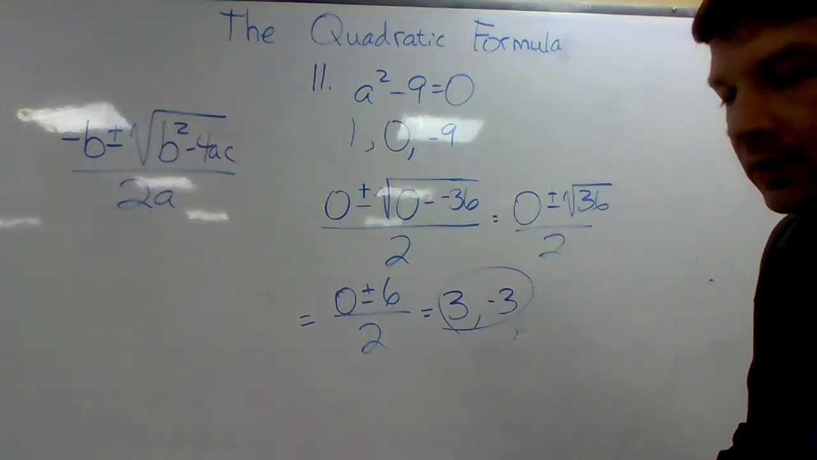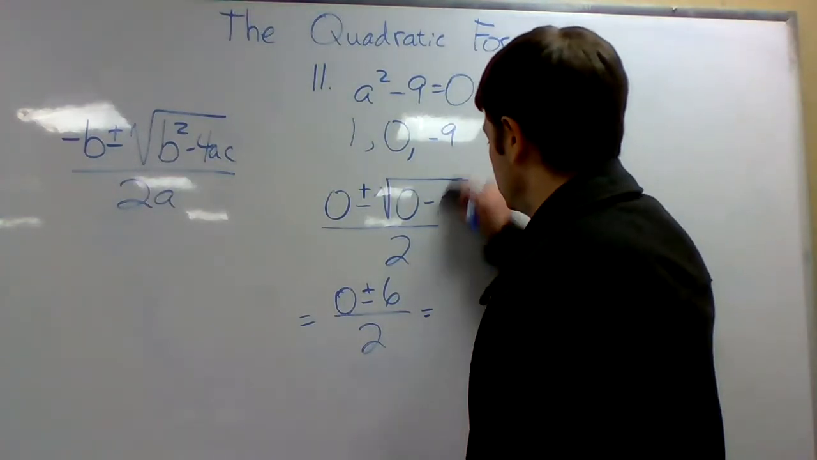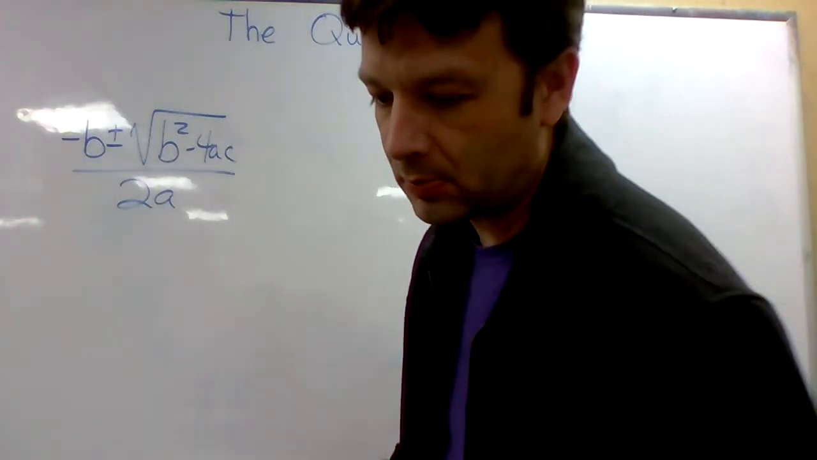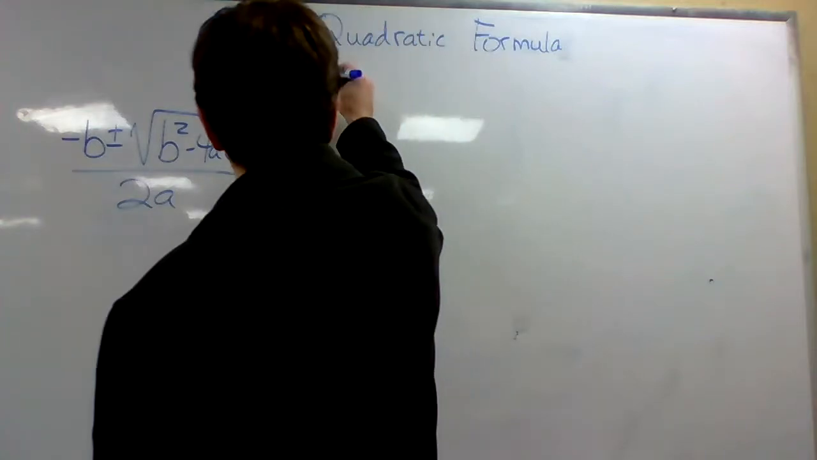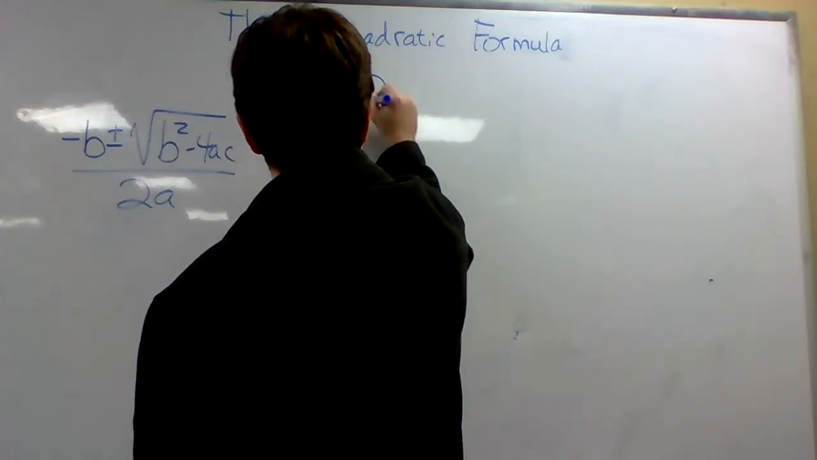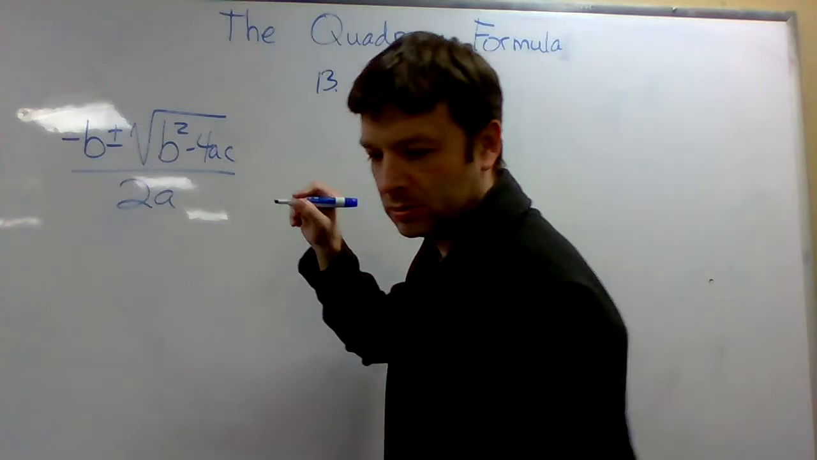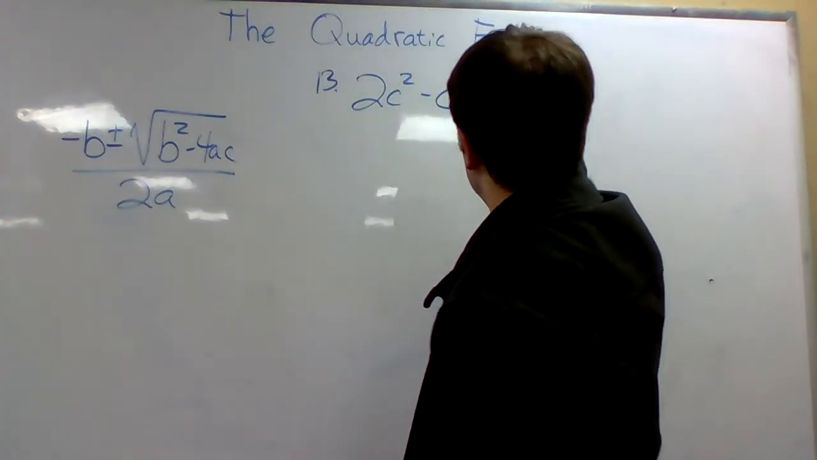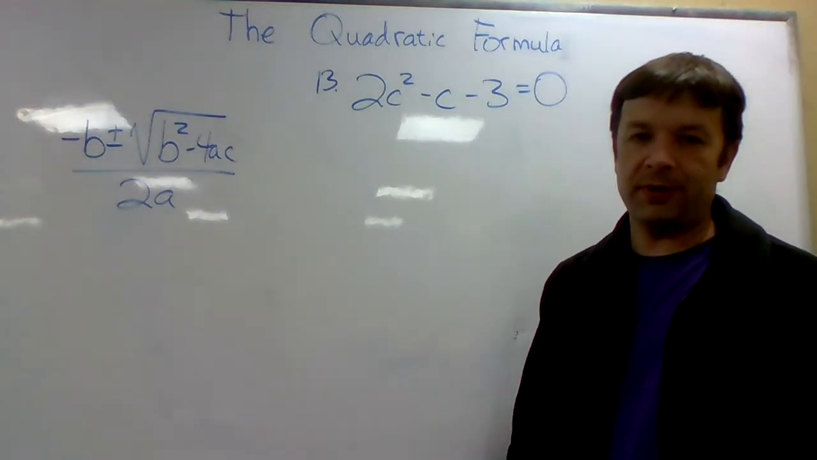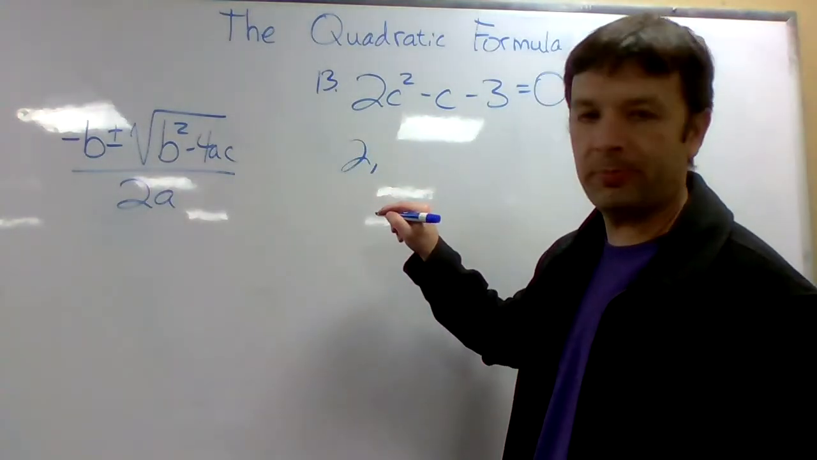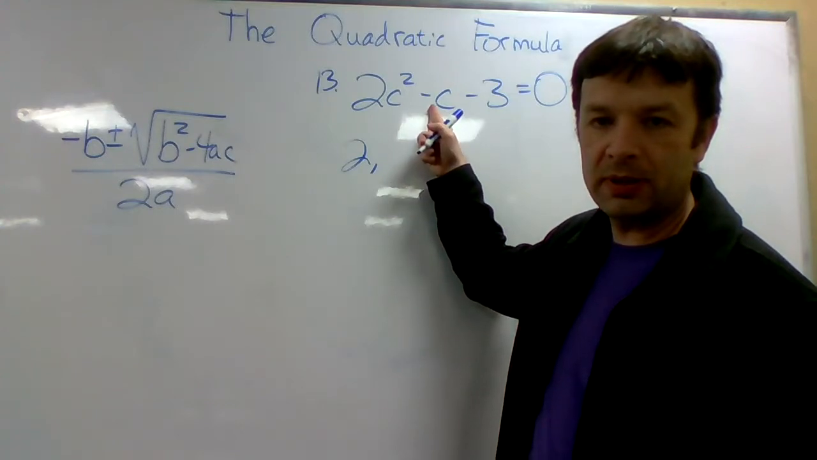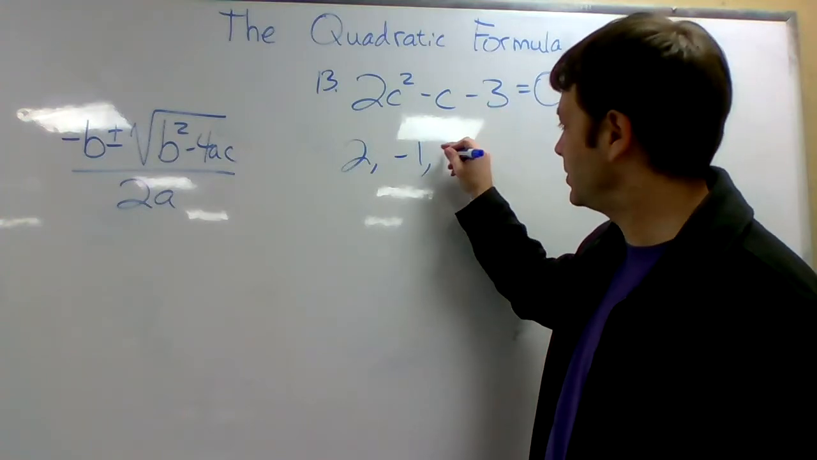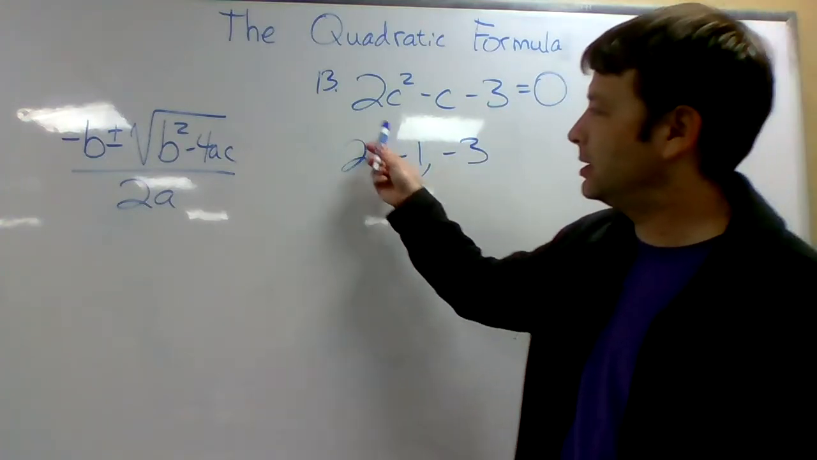All right, 13. 2c squared minus c minus 3 equals 0. All right, what is our a value? 2. What is our b value? No number, -1. What's our c value? -3. Okay, plugging it in.